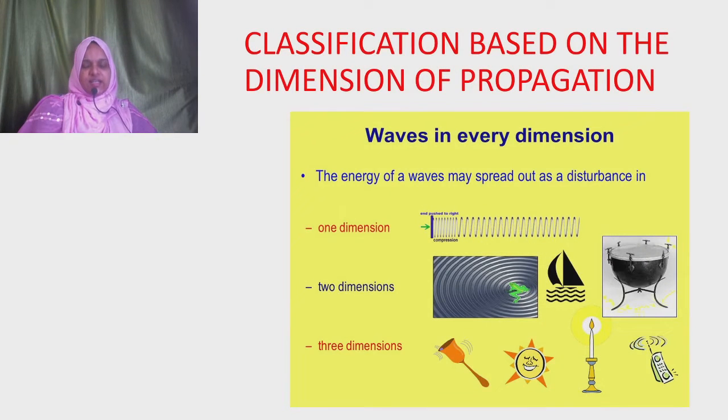Then the third classification is based on the dimension of the propagating medium. Depending on the dimension of the propagating medium, waves can be classified into three types. One is the one-dimensional wave, the second one is the two-dimensional wave, and then we have the three-dimensional wave also. As the name suggests, one-dimensional waves are waves which are transmitted through a one-dimensional medium. What is a one-dimensional medium?